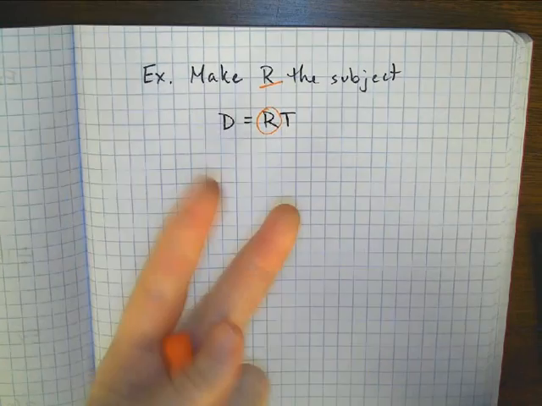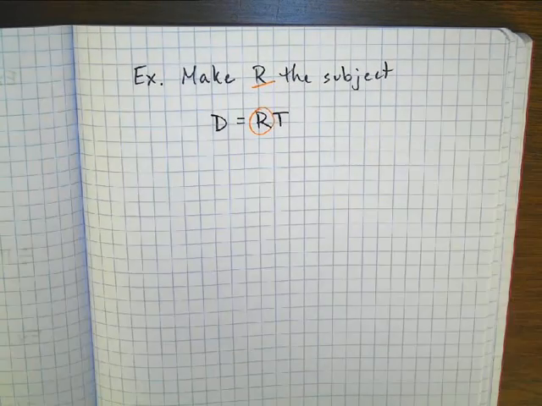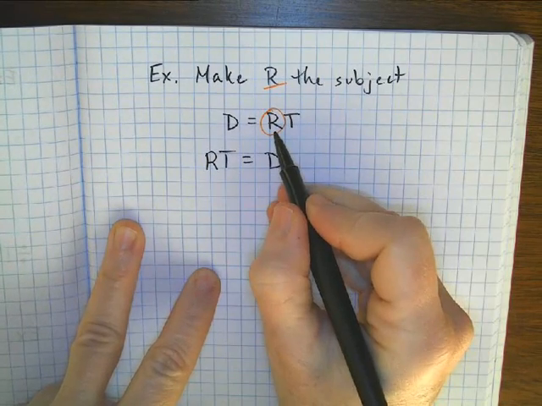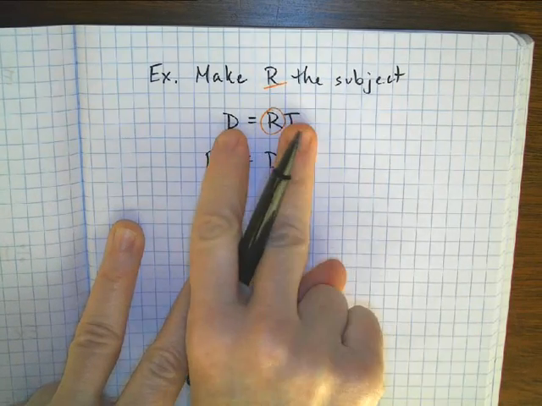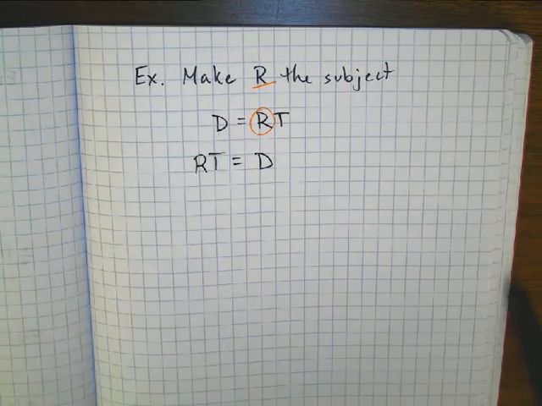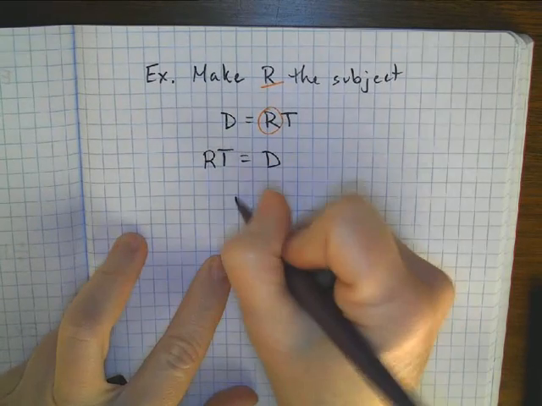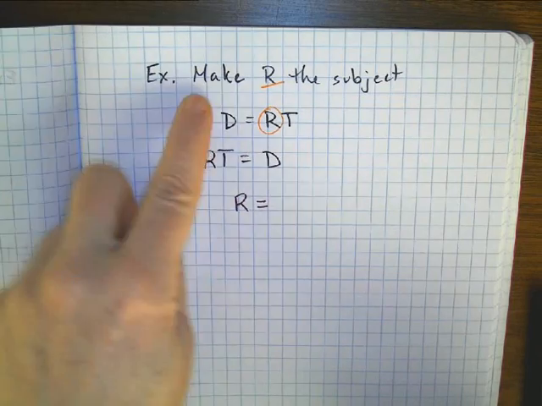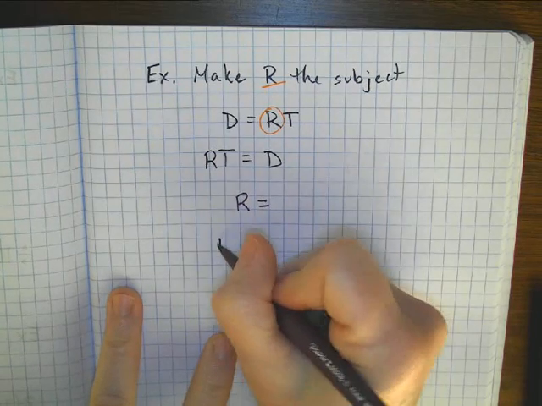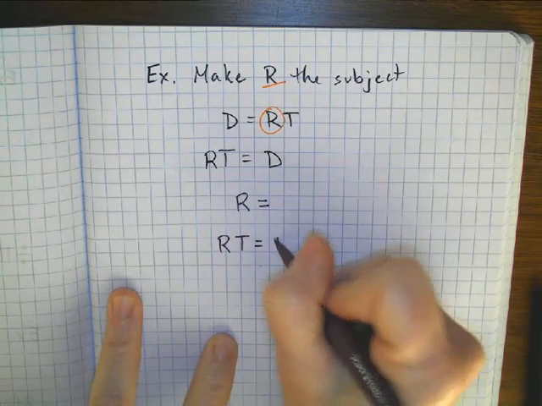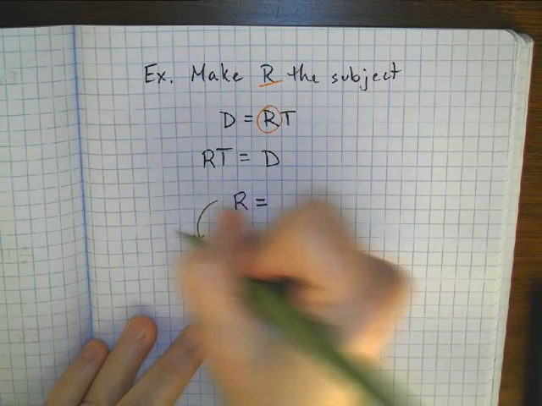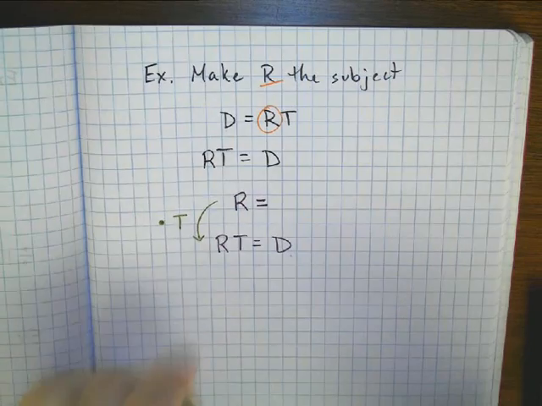So I'm going to first rewrite it. So I'm going to have R times T equals D. I like to have the letter I'm solving for on the left. So I just took the whole thing and I switched it. Okay, now I'm ready to deconstruct. I'm solving for R. So it's going to be R equals, because it says make R the subject. Well, what's happening to R? It's being times by T. And that's it. Just one thing is happening to it. So we need to times by T.